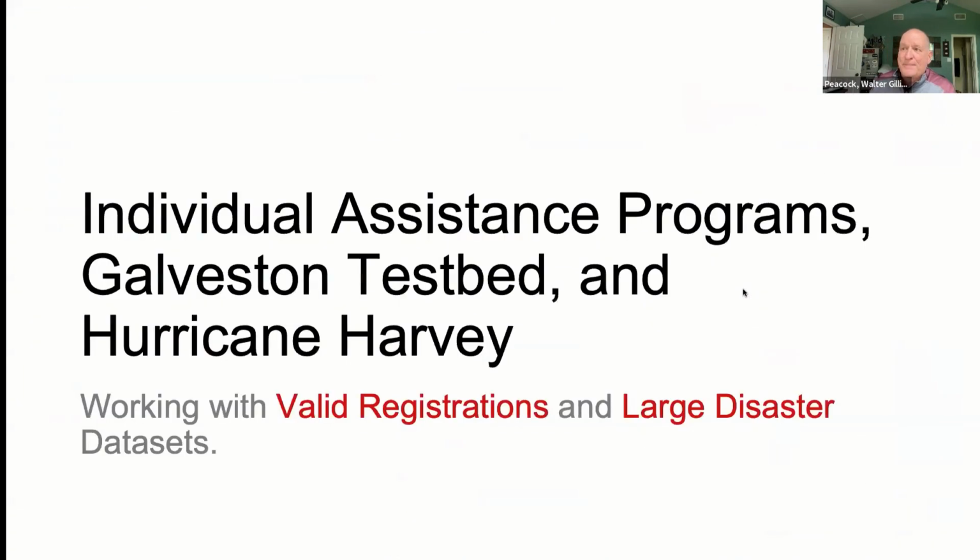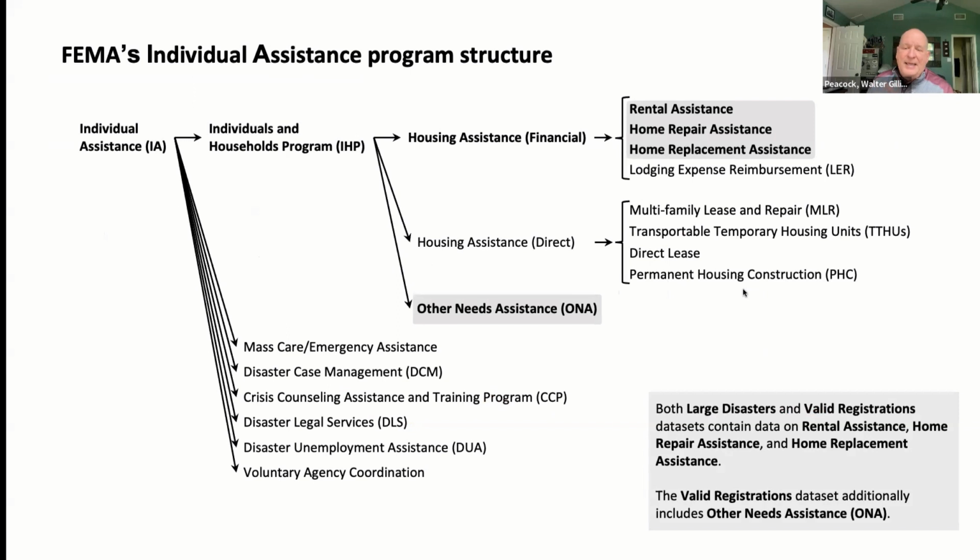Individual assistance programs, again, there's 2 data sets we're looking at, valid as well as large data sets. When you think about the individual assistance program, it's really a complex set of programs.